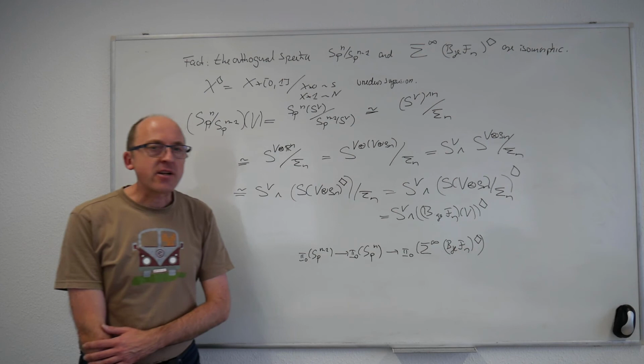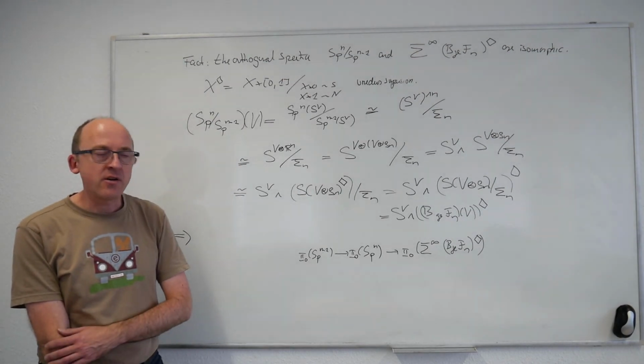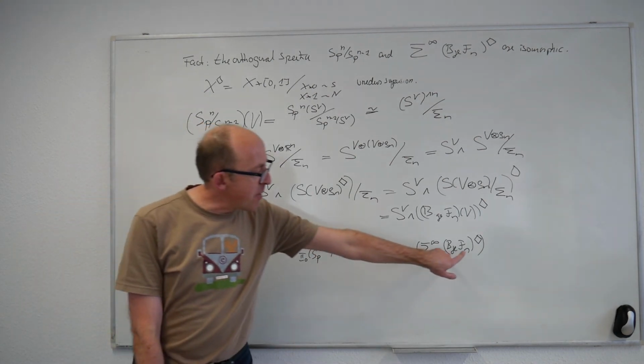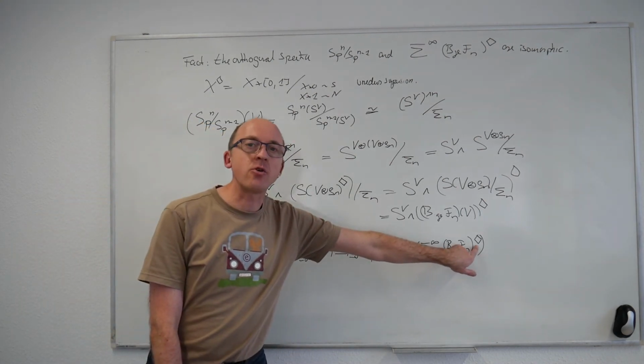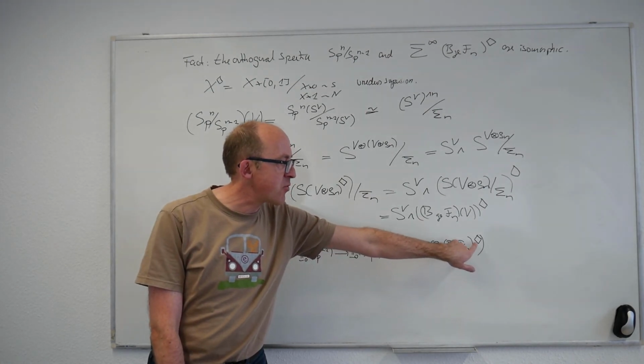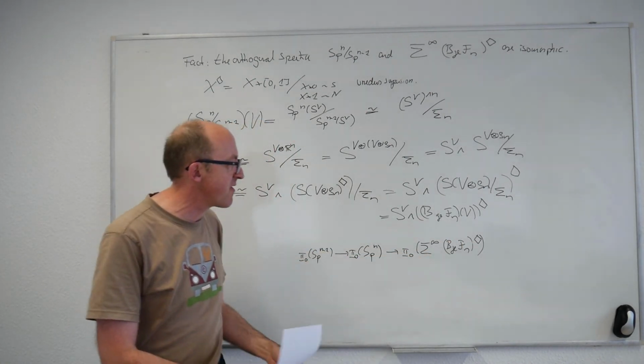The suspension spectrum of every well-pointed orthogonal space has vanishing homotopy groups in negative dimensions, but here we're plugging in something that itself is already a suspension. And because we're not just plugging in an arbitrary orthogonal space, but one which already is a suspension, this will even vanish in dimension 0.